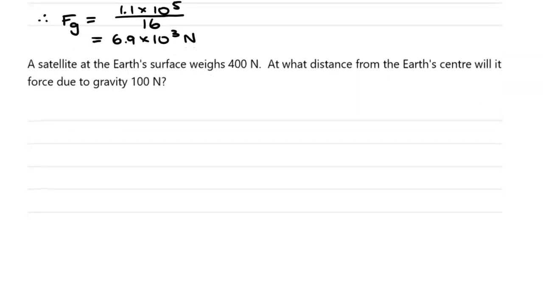Okay, new one. A satellite on the Earth's surface, it says weighs, that's another way of saying the force due to gravity is 400 newtons. At what distance from the Earth's center will the force due to gravity be 100 newtons?